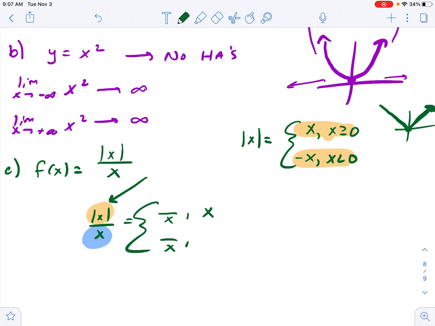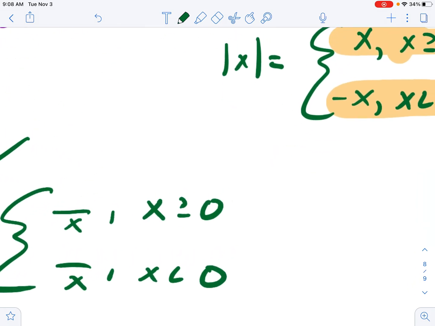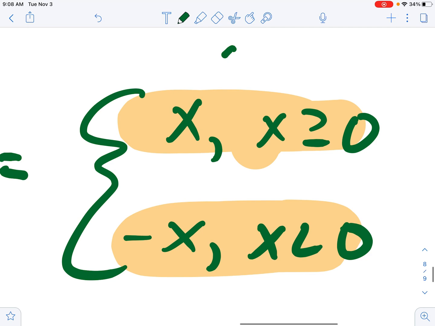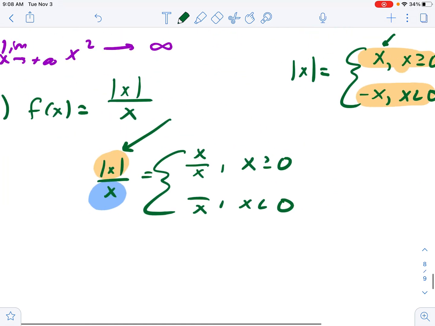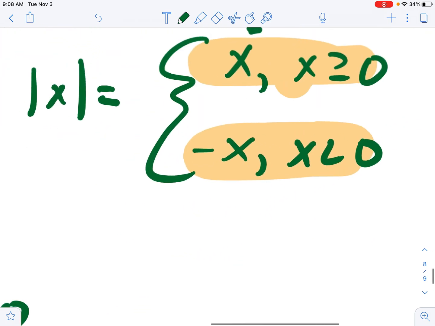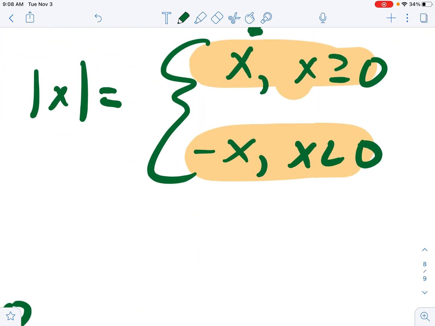Where does this thing equal 0? Right at 0. So we're going to have a piece for greater than or equal to 0 and a piece for less than 0. And again, when x is already greater than or equal to 0, absolute value of x is just x. So I replace the numerator with x. When x is less than 0, I replace absolute value of x with negative x. And that should make sense.